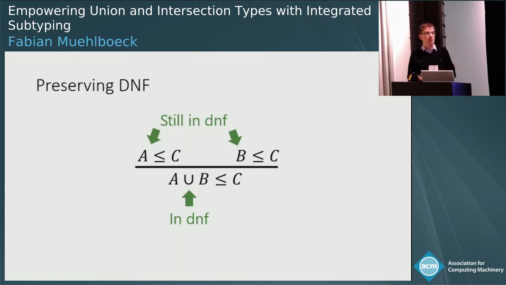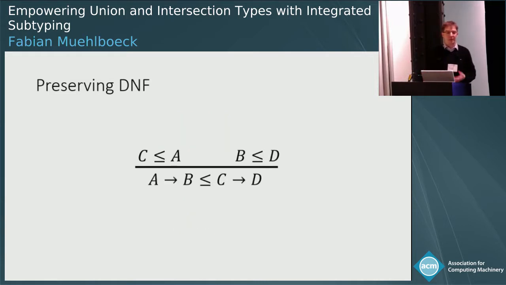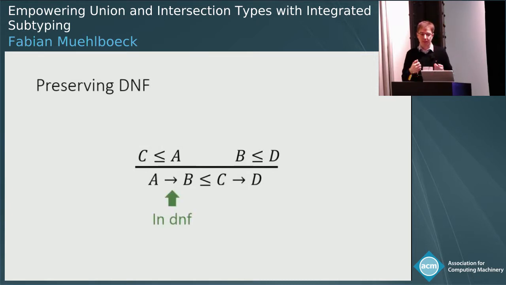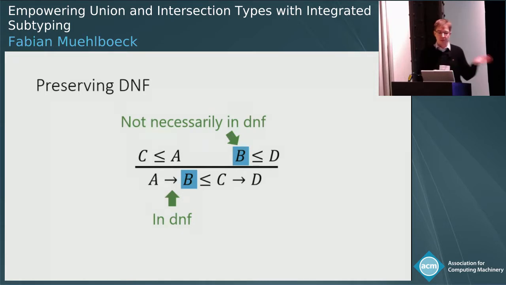But this might not be true for the subtyping rules that you specify for your particular system. For example, here's the subtyping rule for functions. The left-hand side here in the conclusion is trivially in DNF because it's a function type and there are no intersections or unions to be distributed. But their components might not be. And those components are what end up in the left-hand sides of the premises we need to check recursively. So here B, for example, is not necessarily in DNF. And similarly, the left-hand side of the other premise we need to check is coming from the right-hand side of the original conclusion, which we made no assumptions about in the first place.